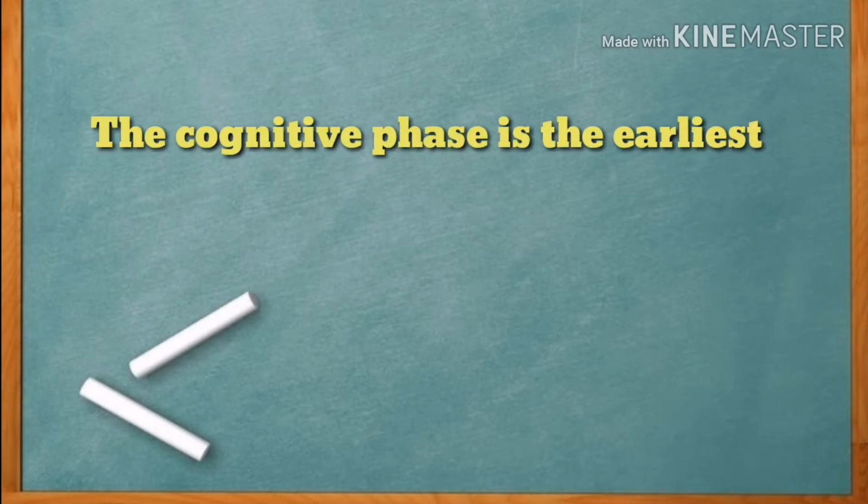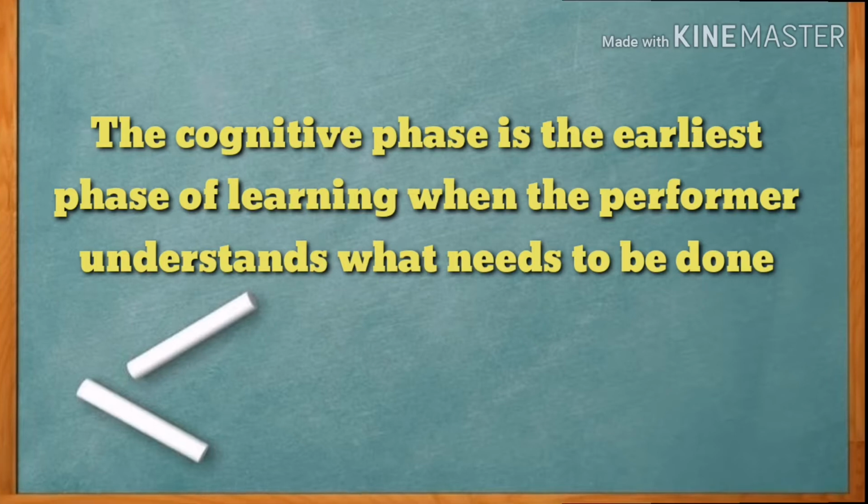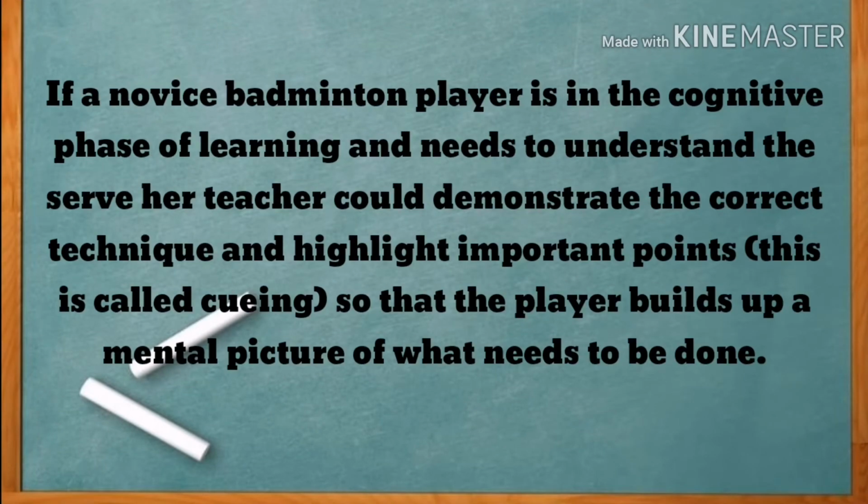The first stage or phases of learning is the cognitive phase. The cognitive phase is the earliest phase of learning when the performer understands what needs to be done. If a novice badminton player is in the cognitive phase of learning and needs to understand the serve, her teacher could demonstrate the correct technique and highlight important points. This is called cueing, so that the player builds up a mental picture of what needs to be done.